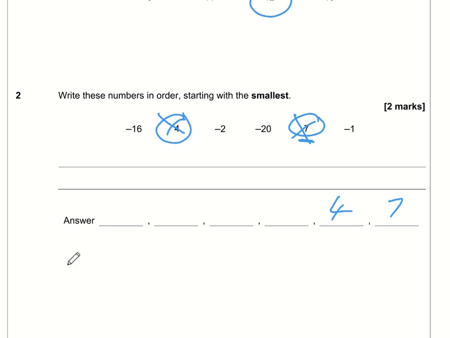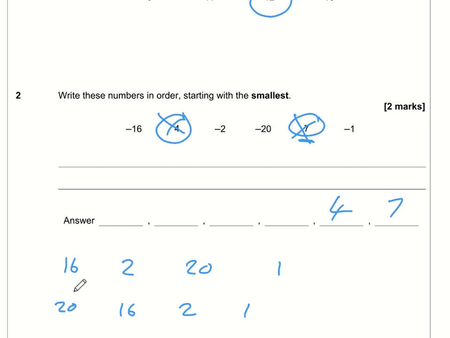First of all, let's pretend they are positive. 16, 2, 20 and 1. Let's put these in order. So again, let's go biggest first. It goes 20, 16, 2, then 1. So this is the order.